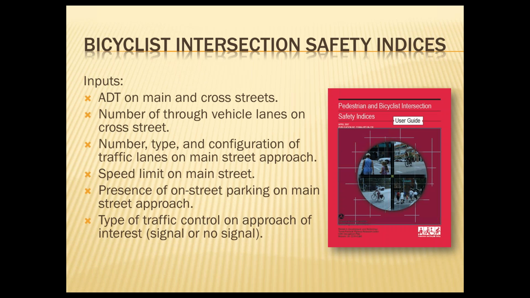Some of the inputs that would go into this are very basic and pretty easy to collect. You've got your travel volume, the number of through lanes, how the intersection is configured in terms of lanes and auxiliary lanes, speed limits, whether you have parking or not, and whether you have a signal or not. So this is data that an intern could be put to work through a summer collecting and incorporating into an evaluation of your network.